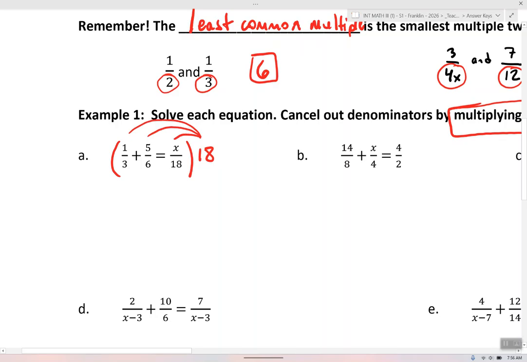Well, so 18 times 1/3, and remember, to multiply a fraction by a whole number, we multiply by the top and divide by the bottom. So 18 times 1 divided by 3 is 6. It can be easier to divide first. For example, on the second term, 18 times 5 is a pretty big number, but I can divide first. 18 divided by 6 is 3, and 3 times 5 is 15. And then on the last one, 18 divided by 18 is 1, and 1 times x is just x. So here, x equals whatever 6 plus 15 is, which is 21.